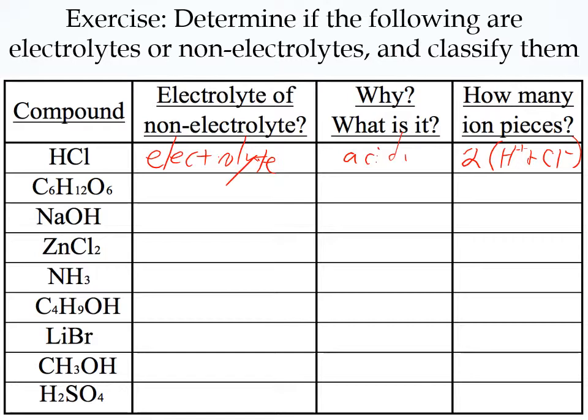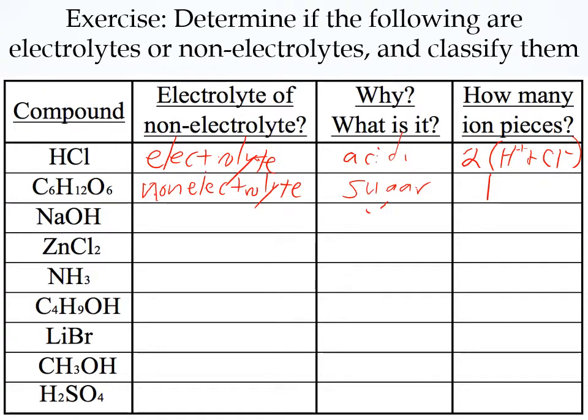C6H12O6 is not an ionic compound since it's all nonmetals, and not listed on the acid or base charts, tables K and L, so it's a non-electrolyte. It's a sugar. It stays as one piece in solution. So those C6H12O6 pieces do not break apart. It stays as that one molecule and won't get smaller than that. It just stays as one whole chunk.